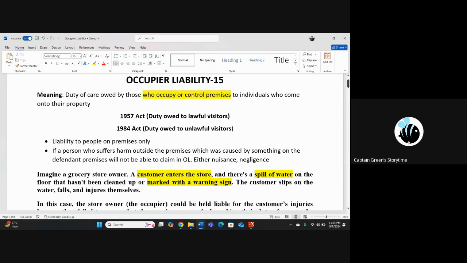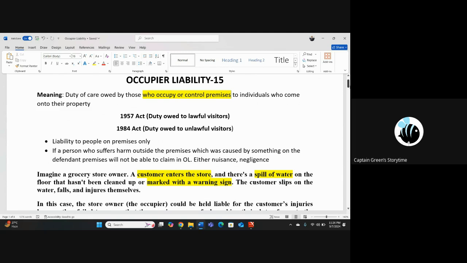So occupier's liability is only applicable in those circumstances where the injury is caused just because of the state of the premises. Like in the above example, it was the state of premises, a malfunction of the premises, in which water was on the floor and it wasn't cleaned up. Thus, the customer slipped, and thus the owner would be liable for occupier's liability.